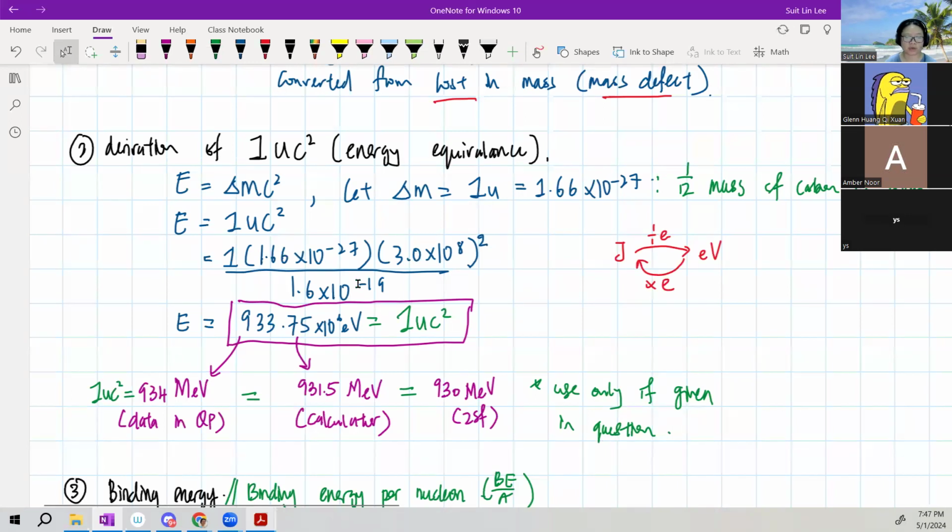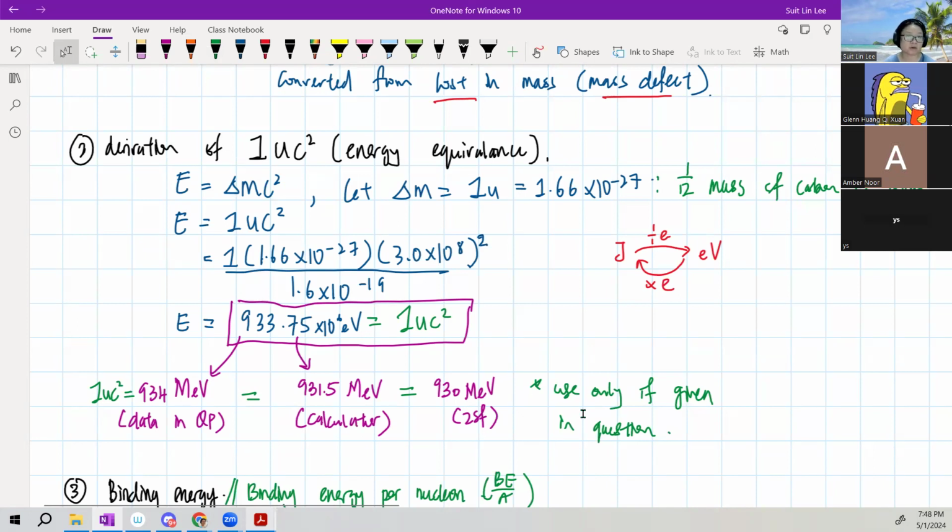We'll put it into the uc² equation, and also, we will convert joules to eV. That allows us to press our calculator to arrive at 933.75 times 10 to the power of 6 eV, which can be written as 934 MeV. You can use this if it's given, based on the data in the question paper. If you use the calculator value, which is more accurate, you will get 931.5. Sometimes if they want to write in 2 SF, they'll just write 930. So 1 uc² is equivalent to these numbers. Which number to use? Use the one that is given in the question.